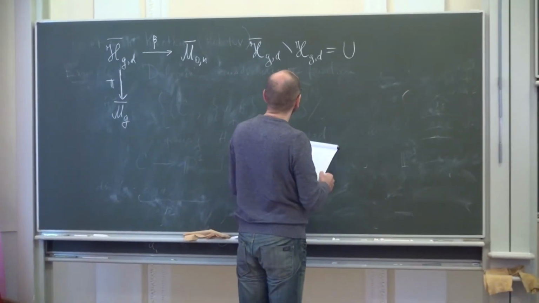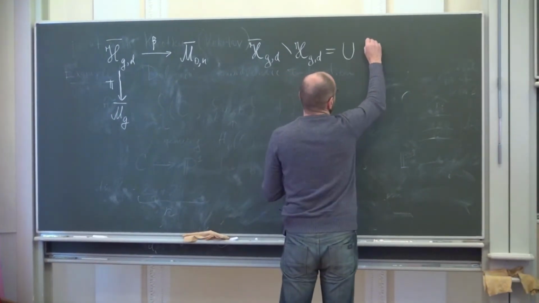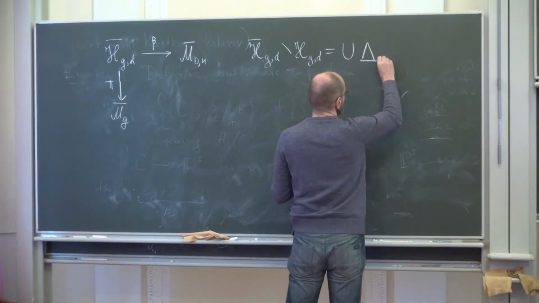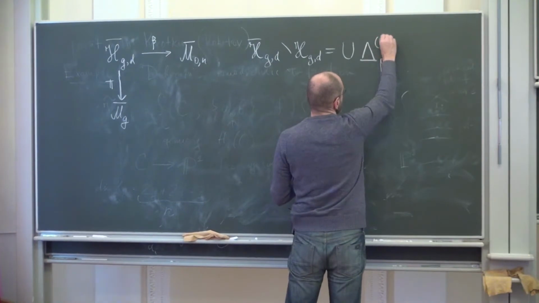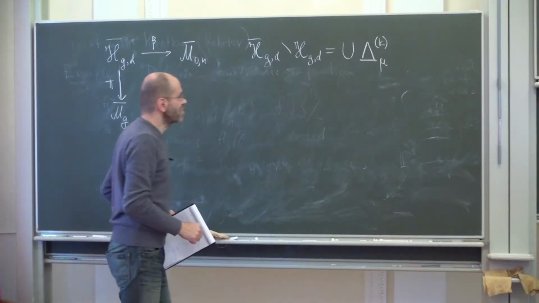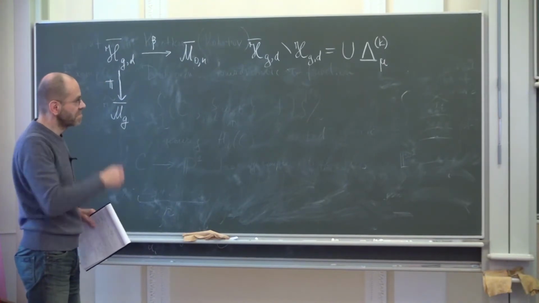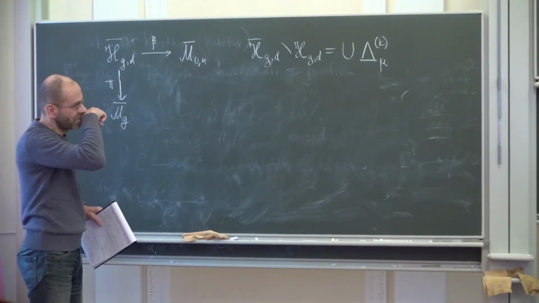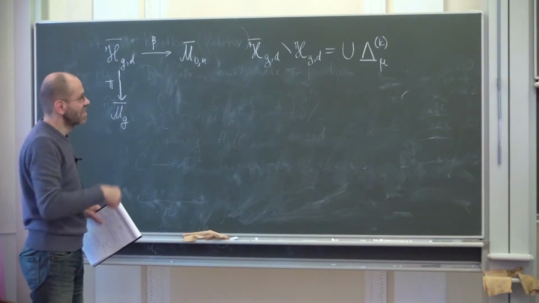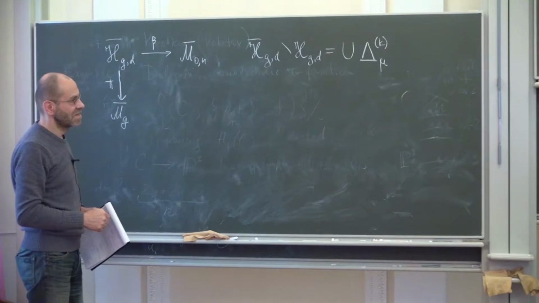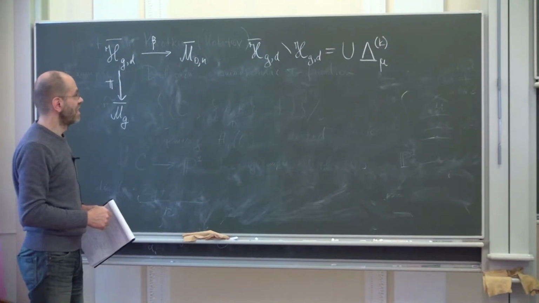Okay, and these divisors I denote by delta mu k. They are not irreducible, but they are divisors. And it's clear that k must be at least 2. Otherwise, the stability condition will not be satisfied.